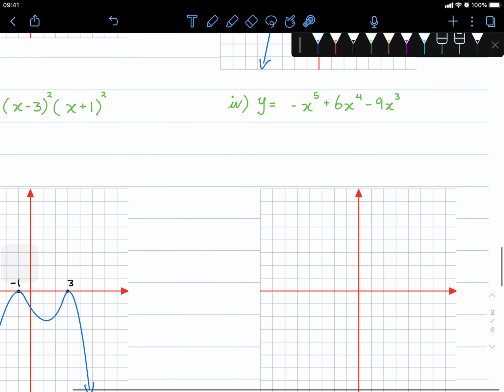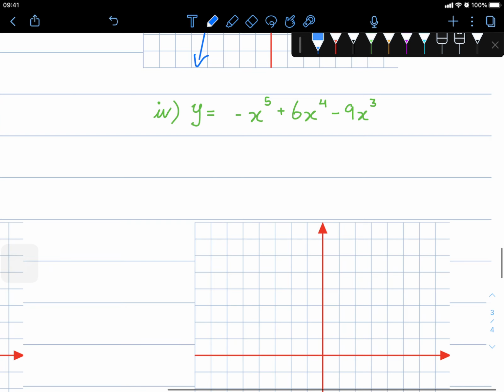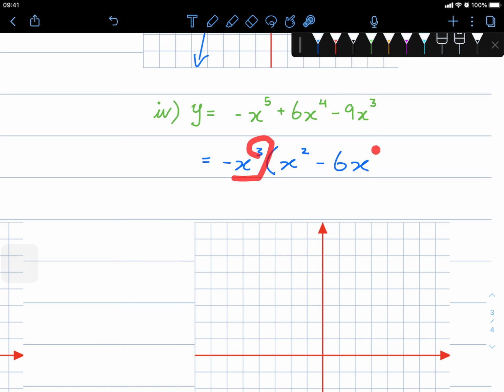One last one here. Go ahead, try and factor it yourself first. Here I can see we can factor out negative x cubed. This will make this positive x squared. It's become negative x, negative 6x. Let me just check. Yep, so I was just checking. 3 plus the 1 gives us the 4. This will give us negative 9.